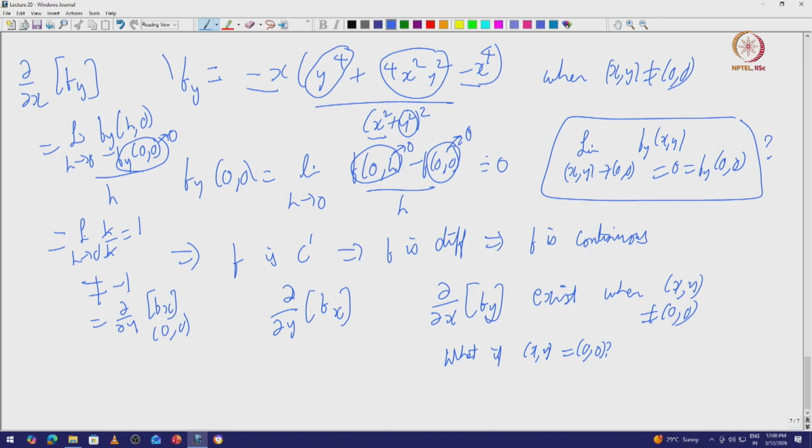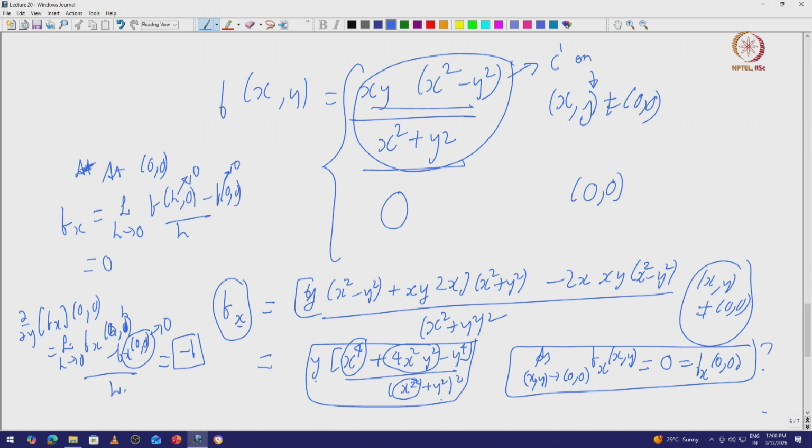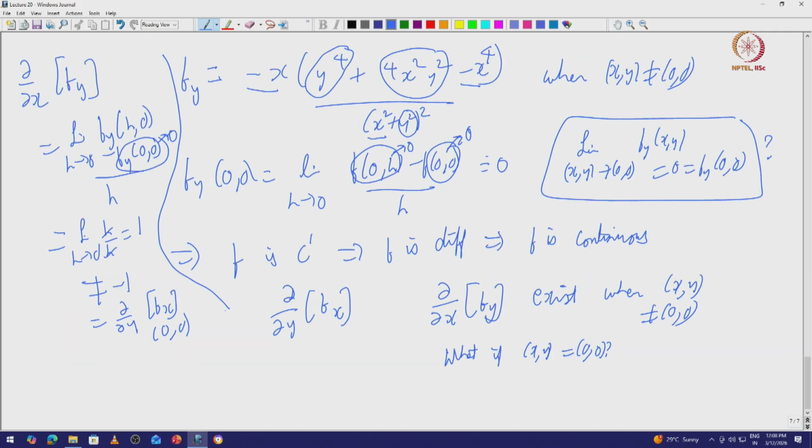This is the problem that I was alluding to. Your function is perfectly reasonable. It is C1. The partial derivatives, the second order partial derivatives exist too. Yet, if you take the mixed ones, that is, if you take d by dx first and then d by dy versus d by dy first and then d by dx, you can potentially get different answers. Okay? That is the problem.